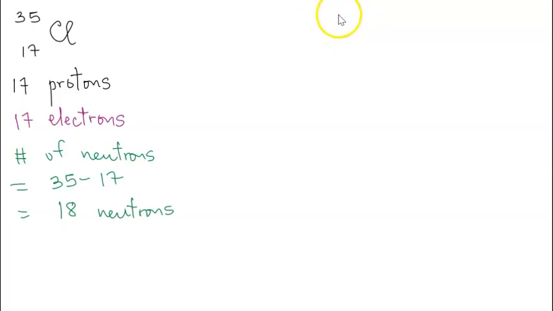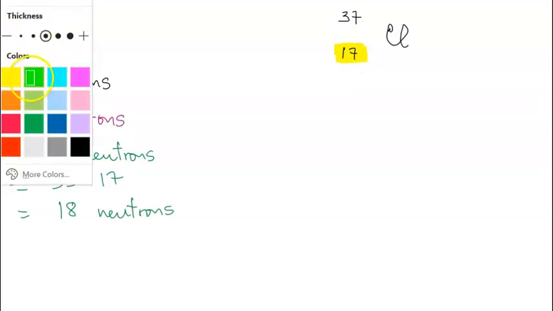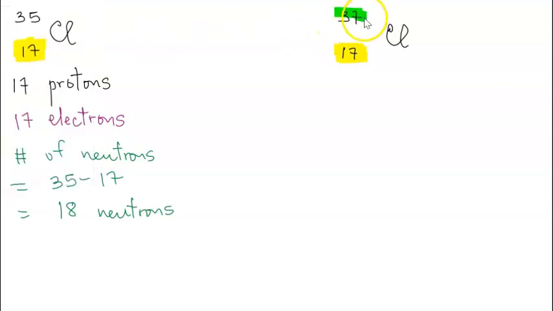If I was to look at, for example, say chlorine 37, what you will notice here is that the atomic number is the same, but what is now different is the mass number. So I have 37 versus 35 there.